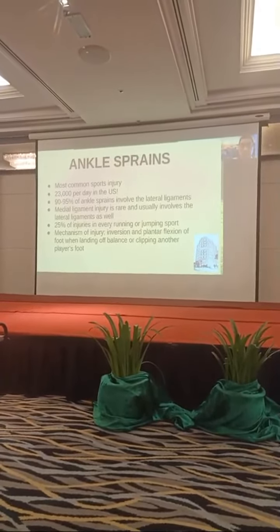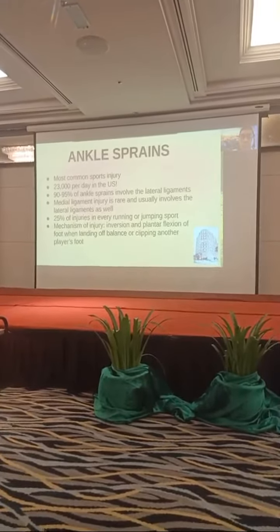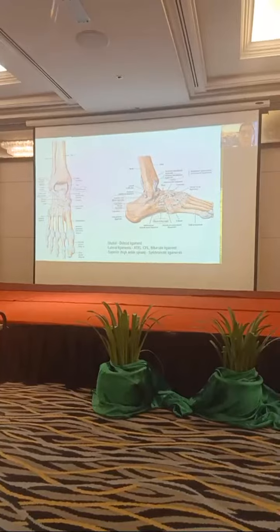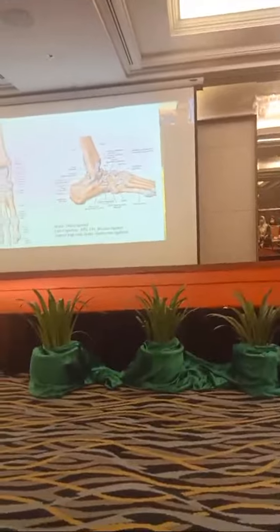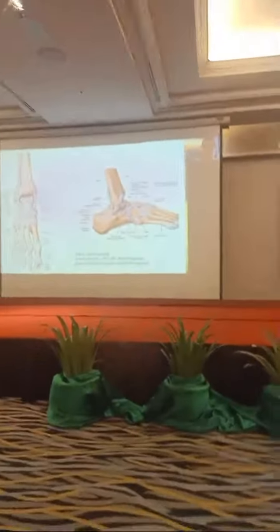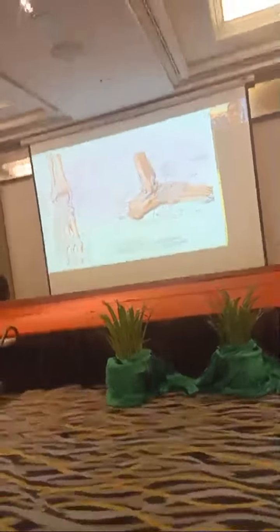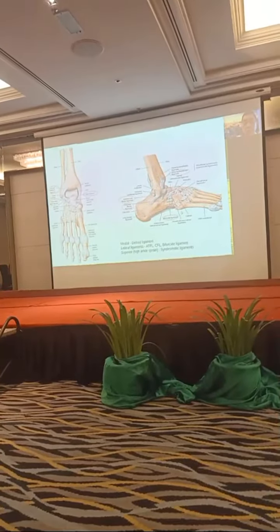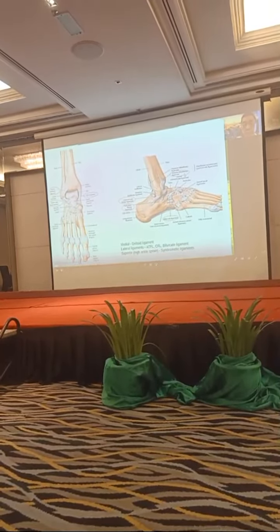And the mechanism of injury is usually an inversion and plantar flexion of the foot when landing off balance or gripping another player's foot. Here are the diagrams of the ankle. As you can see, the ligaments that are circled in red are the ones that are commonly injured. And in the case of the lateral ligaments of the ankle, these are the anterior talofibular ligaments, the calcaneofibular ligaments. Also pay attention to the bifurcated ligament, which I will be speaking about also briefly. And above it is also this anterior tibiofibular ligament, which is part of the syndesmotic ligament, which I will touch on as well.